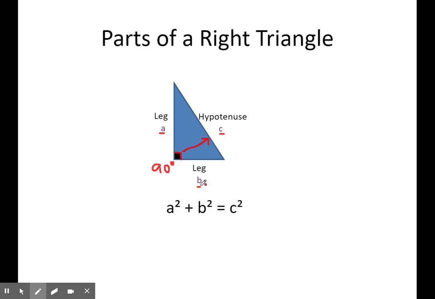Again, what you need to know about the Pythagorean theorem is first our equation, A squared plus B squared equals C squared. And you need to know that your hypotenuse is always C. To find the hypotenuse, I just take my right angle and draw an arrow going away from my right angle, and that arrow will point to my hypotenuse.